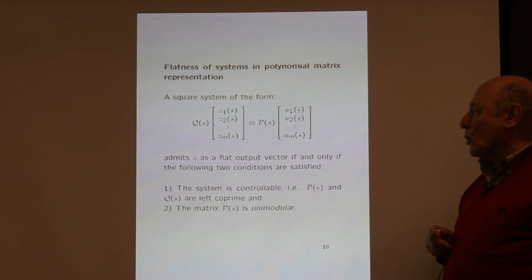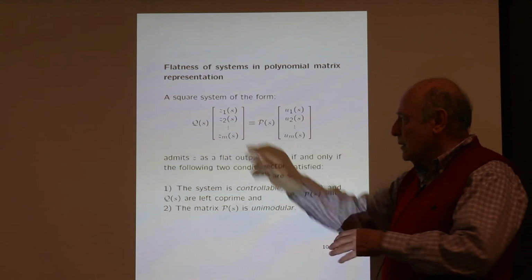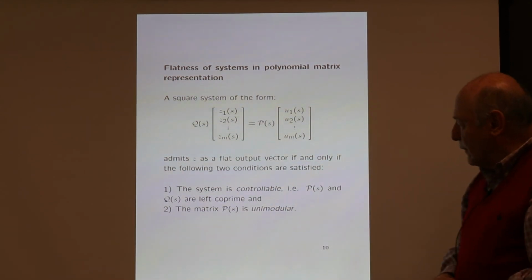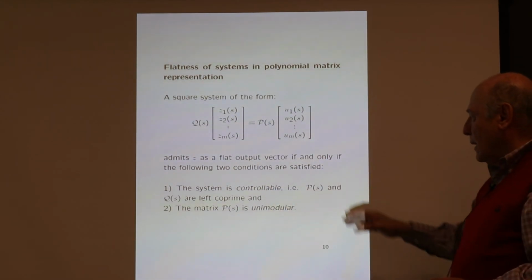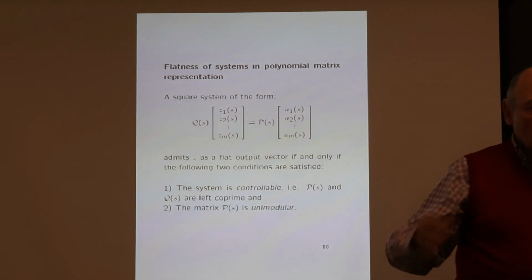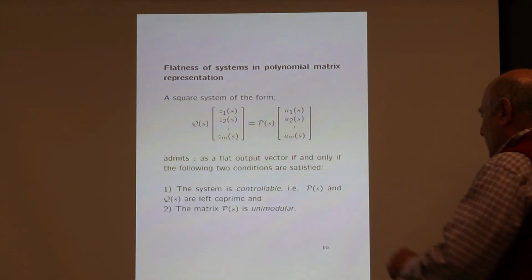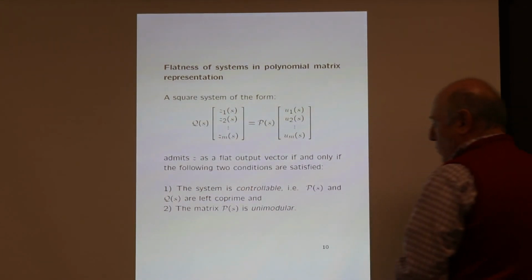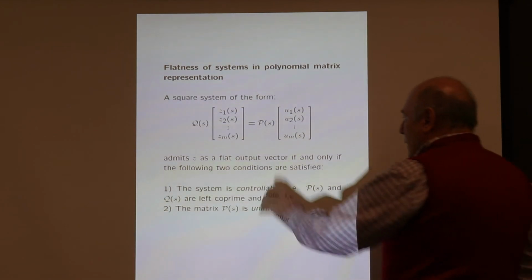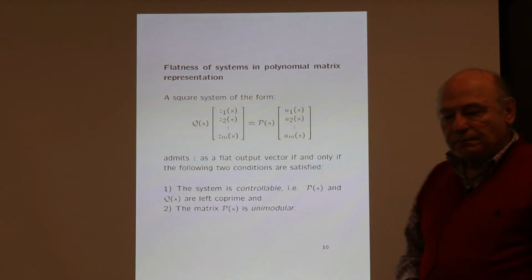The system is controllable. That means y cannot satisfy a differential equation by itself. P and Q are left coprime. Well, this is the definition of controllability. P and Q are left coprime, that's equivalent to being controllable. And second, the matrix P is unimodular.